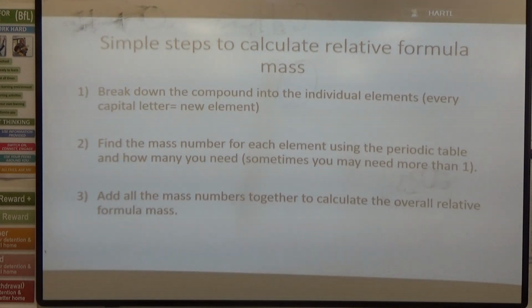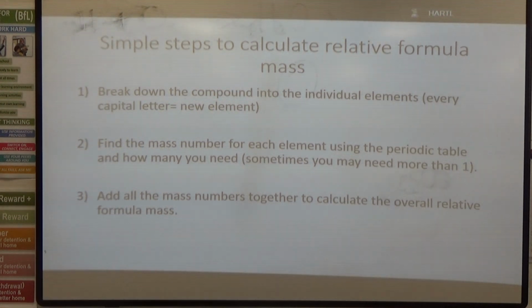So first of all, you'll be given a compound of some kind, or a formula of that. You use a formula like CO2 because it saves writing carbon dioxide every single time. It's a shorthand version of writing it. So you break down the compound into individual elements. Every capital letter makes a new element. That's the easiest way I like to remember it. I'll show you that in a second.